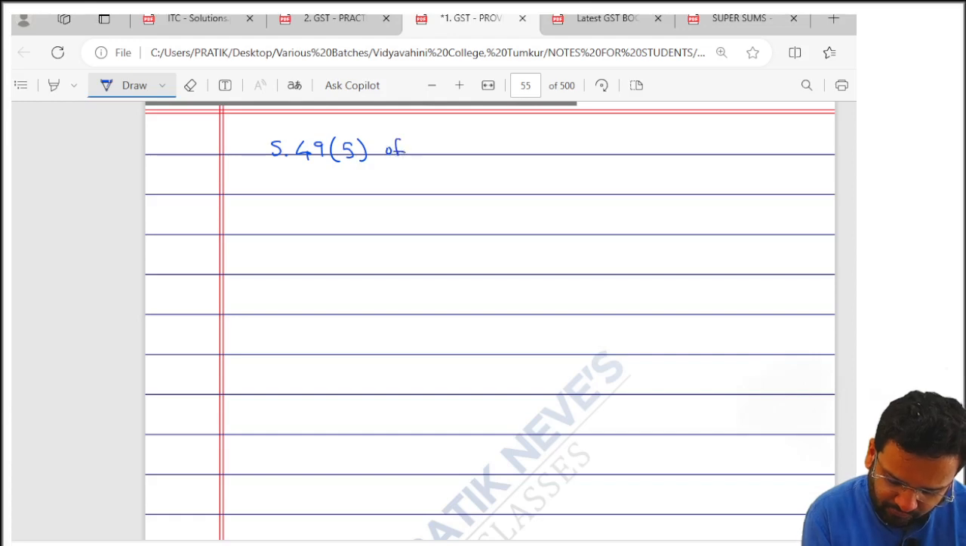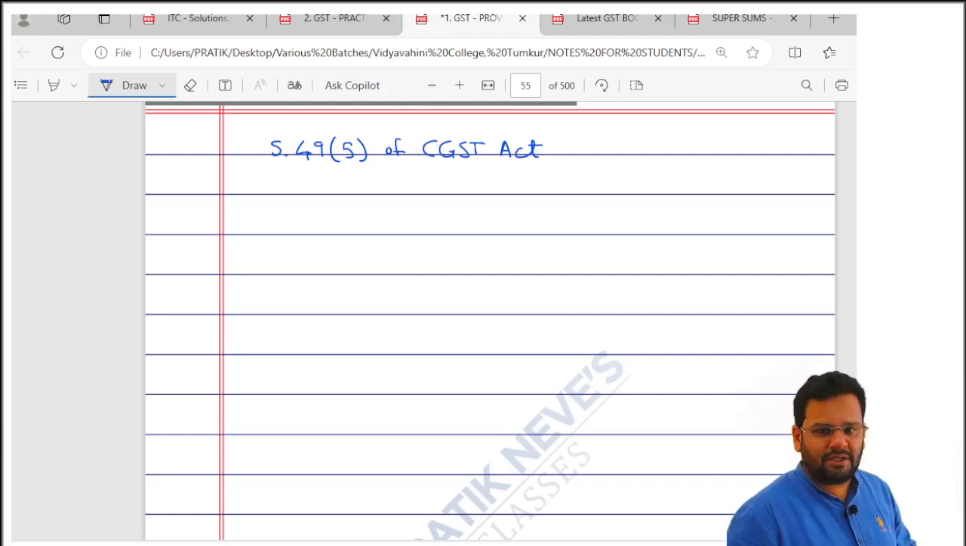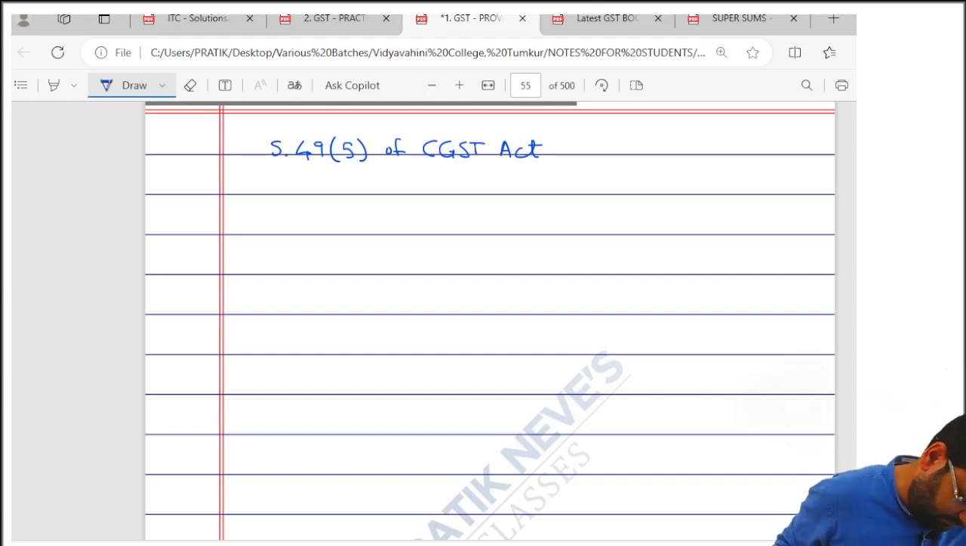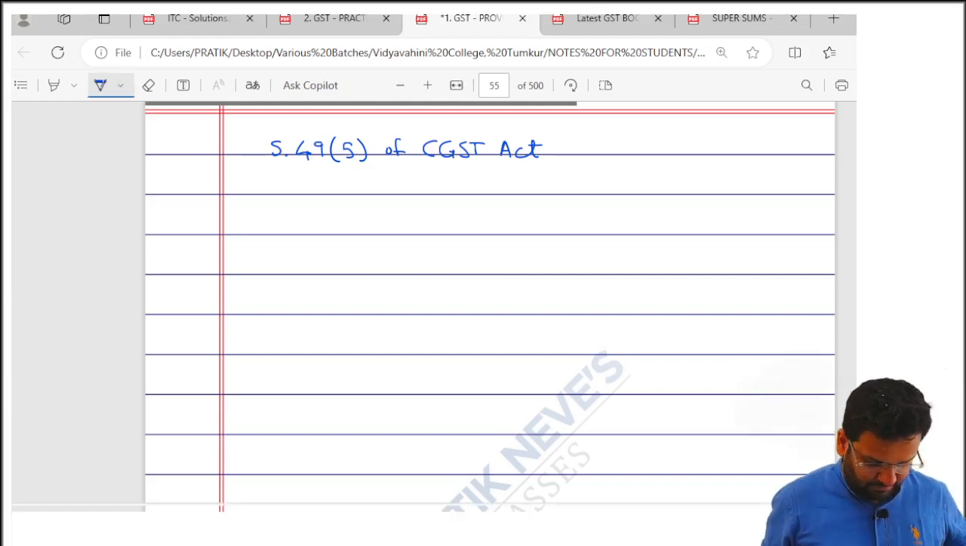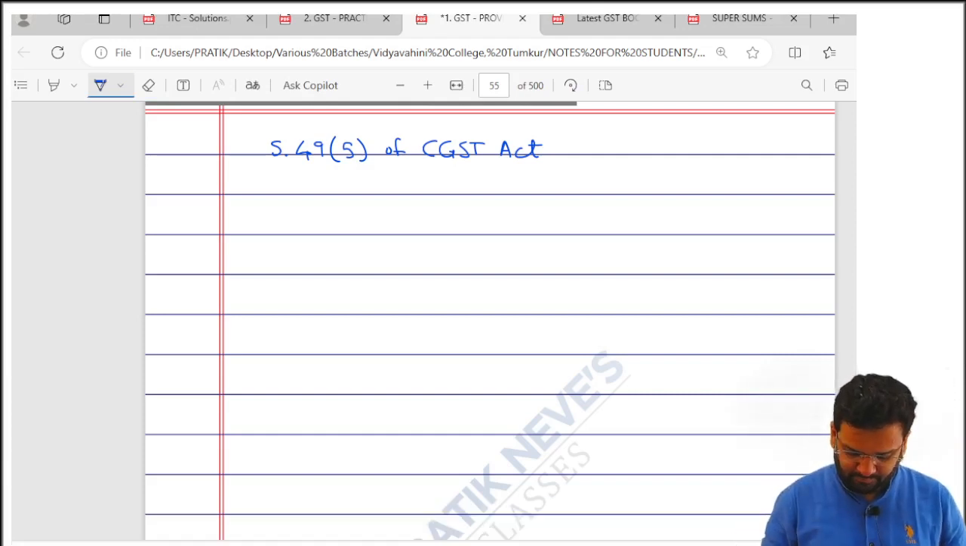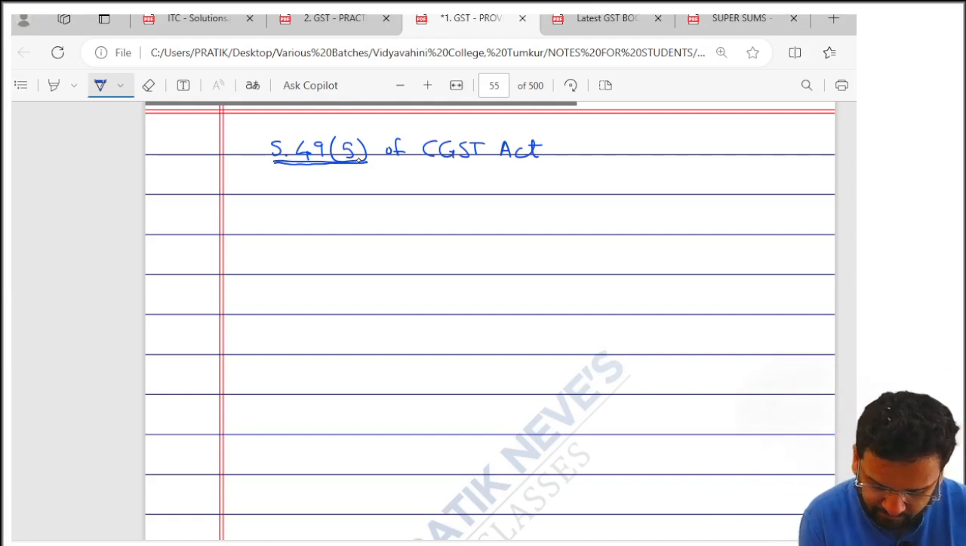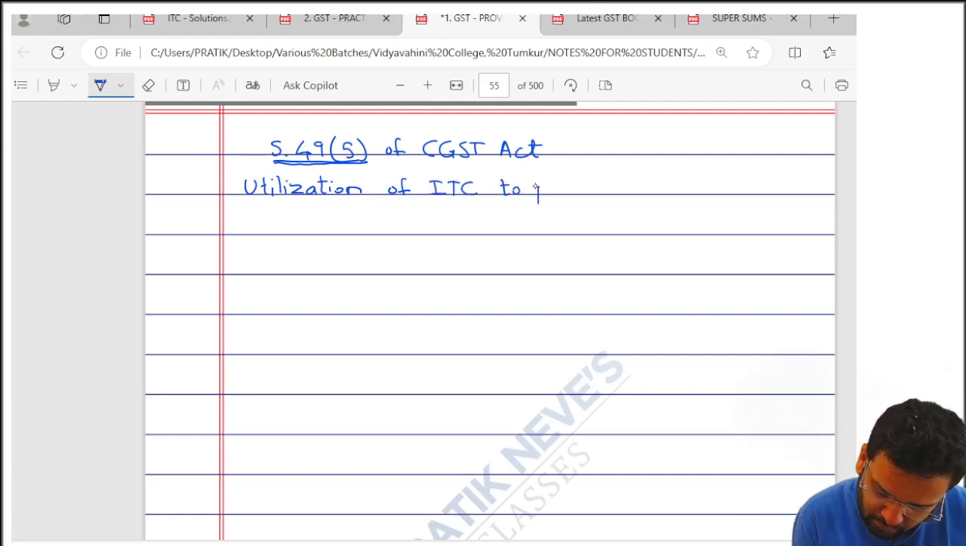subsection 5 of CGST Act. Section 49, subsection 5 of CGST Act, utilization of input tax credit to pay output tax.